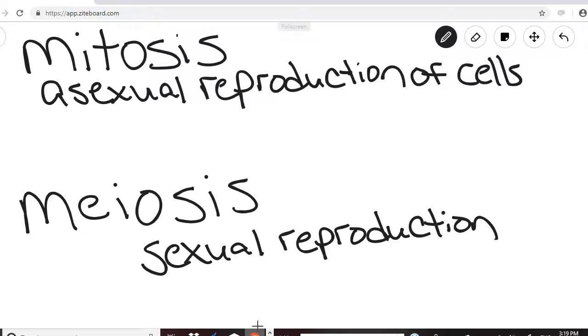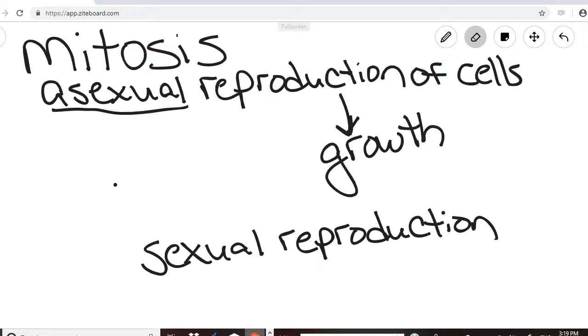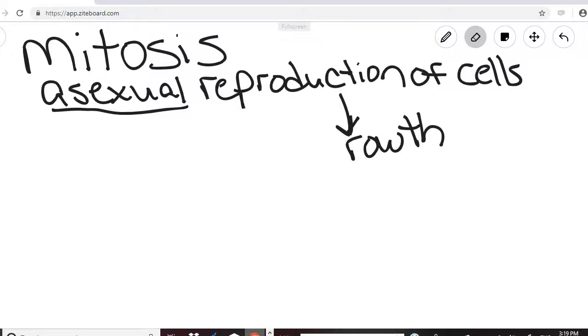However, the thing that I want you to realize is that in organisms that reproduce by sexual reproduction, all of the cells in those organisms must be able to reproduce asexually. And the reason for that is it is through asexual reproduction that organisms grow. Okay, so when you all were born, most of you probably weighed somewhere between 6 and 8 pounds.